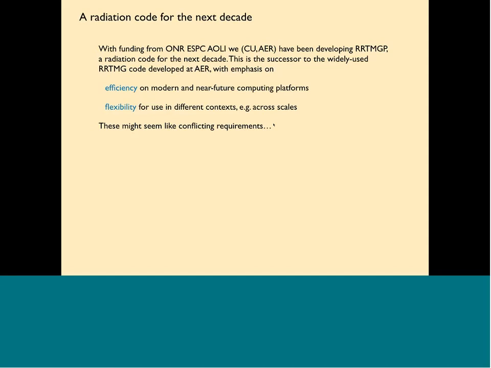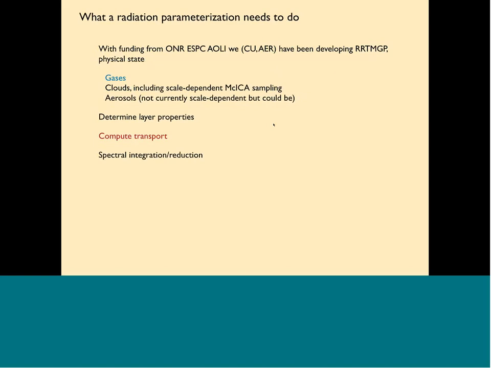But it also means across scales. So for example, if one's going to draw these McICA samples for models with relatively coarse meshes, or whether one will not in models that have relatively fine meshes, we wanted that to be as transparent as possible to the code. So these might seem like conflicting requirements. I want to describe to you how we have tried to resolve those conflicting requirements.